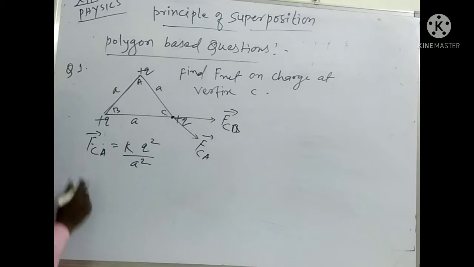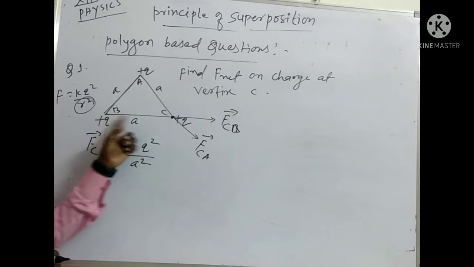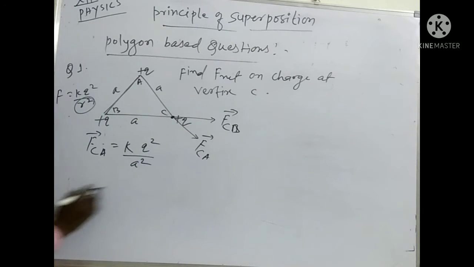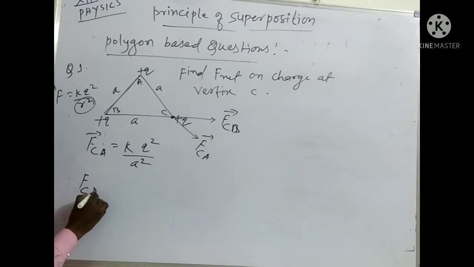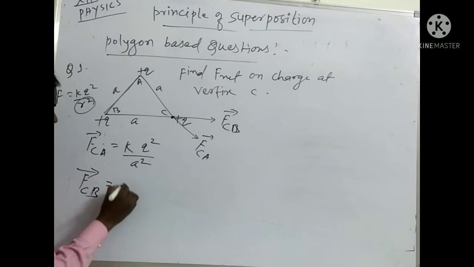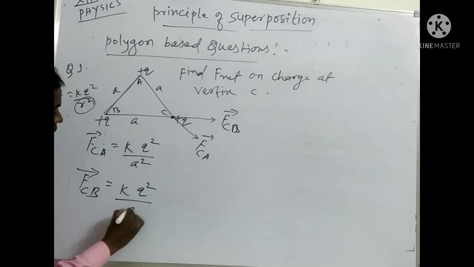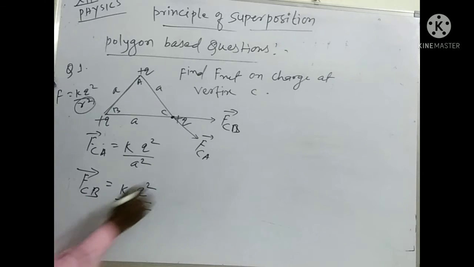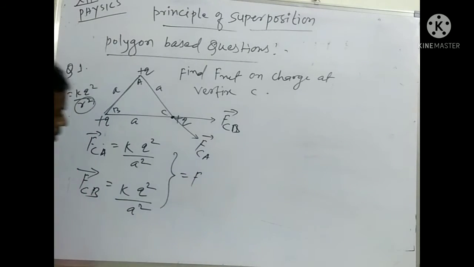Our Coulomb's law was F equal to kQ square divided by R square, where R was the distance, here a. Similarly, the force on C due to B is k Q into Q, that is kQ square divided by a square. Here the magnitude is the same for both, so we can call it F.